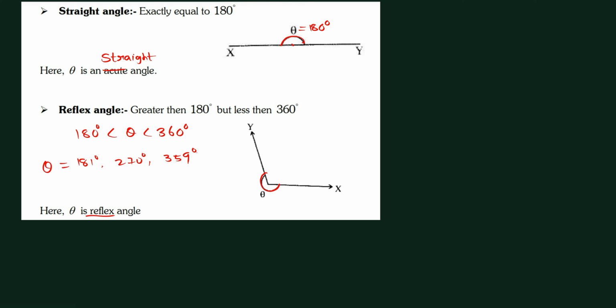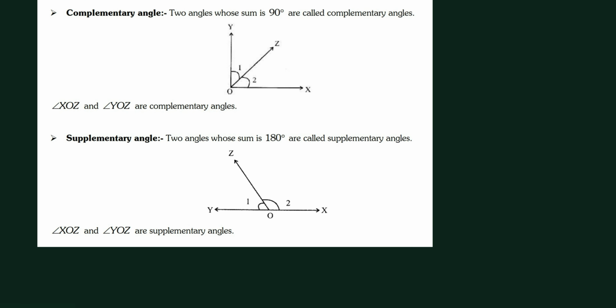Note on this. Two angles whose sum is equal to 90 degrees we call complementary angles. Here this is the angle XOY. Angle XOY is intersected by one more ray, that is the OZ ray, which makes angle 1 and angle 2. The combination of these two angles will give how much here? 90 degrees. Complementary angles example: what is the complementary angle for 30 degrees? That is 60. So 30 plus 60 equals 90 degrees, and 30 degrees and 60 degrees are complementary angles.